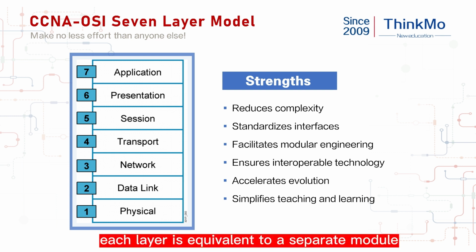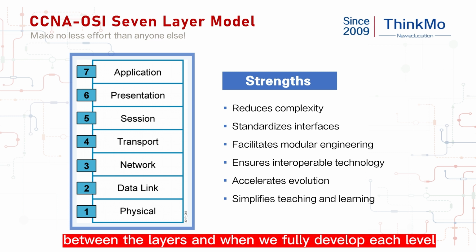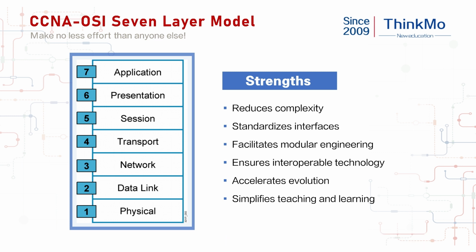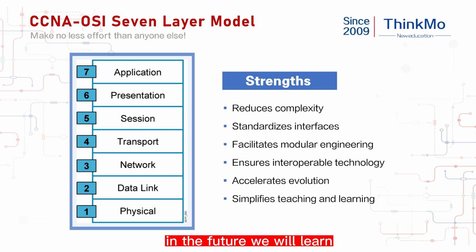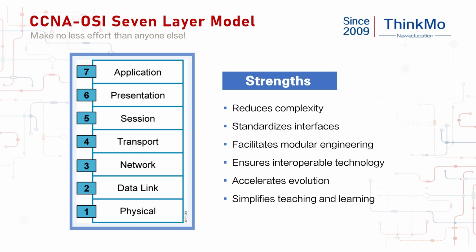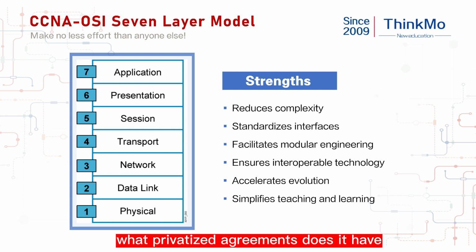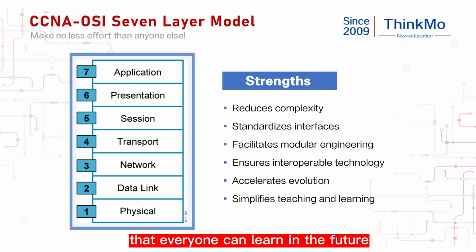Each layer is equivalent to a separate module. There is a collaborative relationship between the layers, and when we fully develop each level, based on each layer we will develop some corresponding different protocols. In the future we will learn the specific provisions at each layer, or what privatized protocols various manufacturers, such as Cisco, have. These are the directions that everyone can learn in the future.